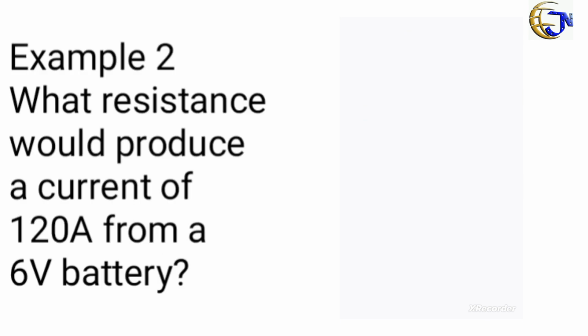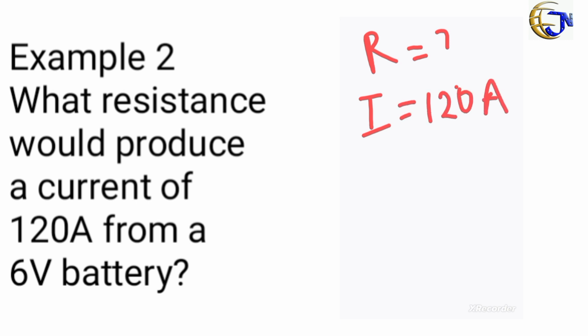For example 2, what resistance would produce a current of 120 amperes from a 6-volt battery? Let's start by writing all that we are given. What resistance? So R is the unknown. What resistance would produce a current? Current is giving us 120 amperes from a 6-volt battery. Battery is giving us 6 volts.